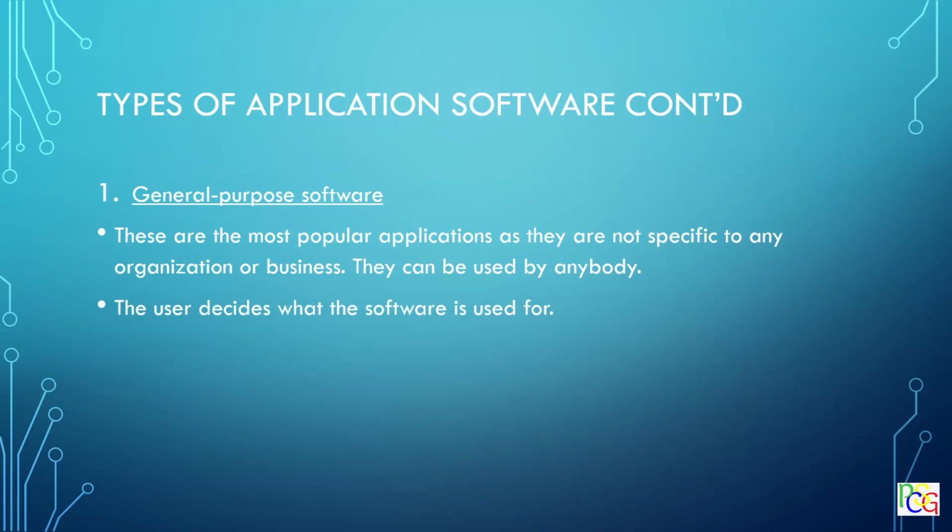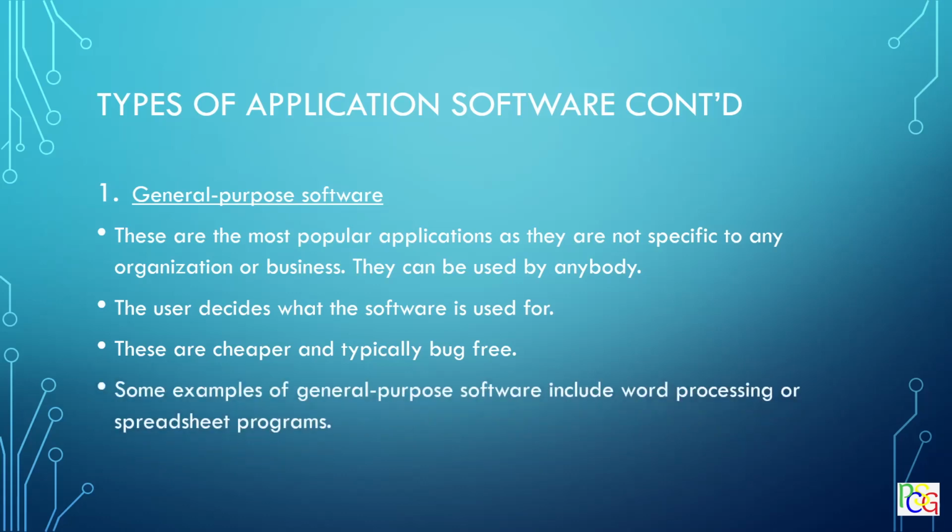So, as the name suggests, general purpose, they have many different uses, so it's up to the user to decide what they want to use it for. They're cheaper than other types of software and they're typically bug free. Some examples of general purpose software would include word processing or spreadsheet programs. So if we look at Microsoft Word, which is a general purpose software, you can use that to write notes. You can use it to write up your resume or CV. You can use it to write a letter. So there's many different uses. So it's up to the user to decide what they want to use it for.